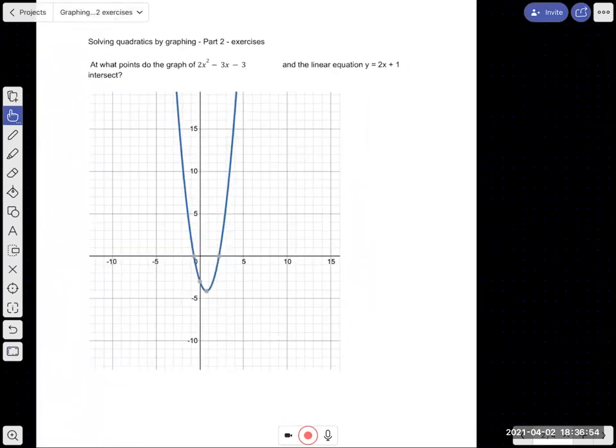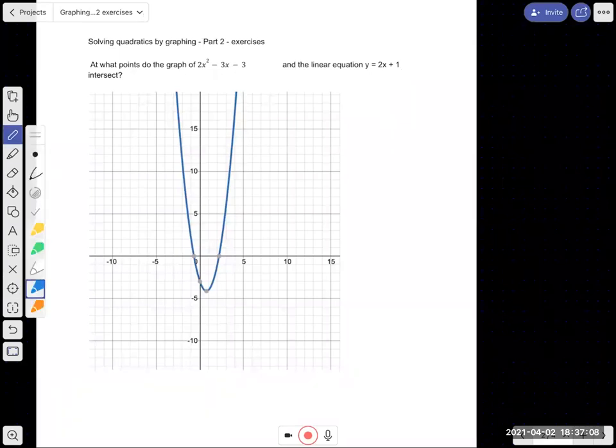So all we have to do is draw the linear equation y equals 2x plus 1. The easiest thing to do is just say, well, what's the y-intercept? 1. What's the slope? 2. Okay, so we say (0, 1) is right there. And slope is 2. So we go up 2 over 1, up 2 over 1, up 2 over 1. So it's very close right there, right?